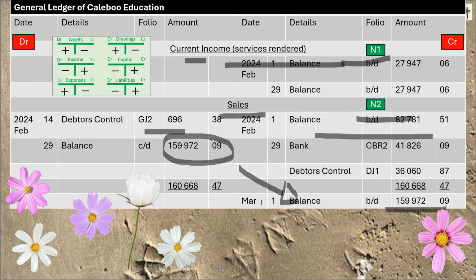Current income is interesting because the balance brought down was 27,947 and 6 cents, and there was only one entry there, so you could total that up, and that would be fine. 27,947 and 6 cents. But I will show you more like that in a moment.